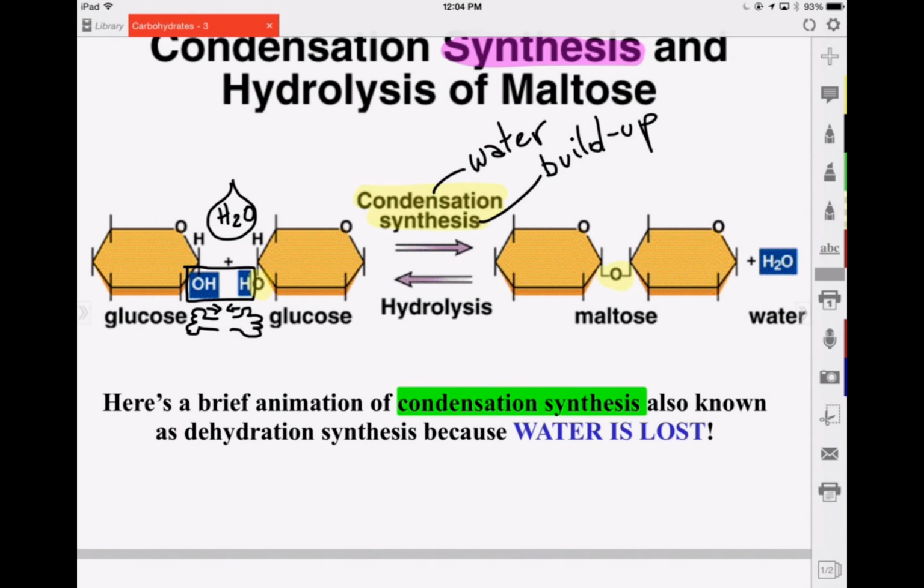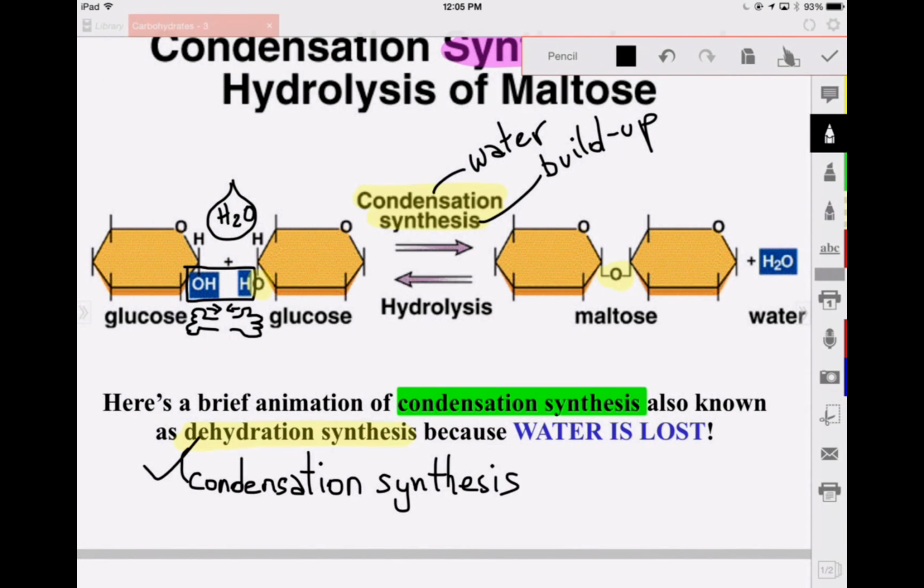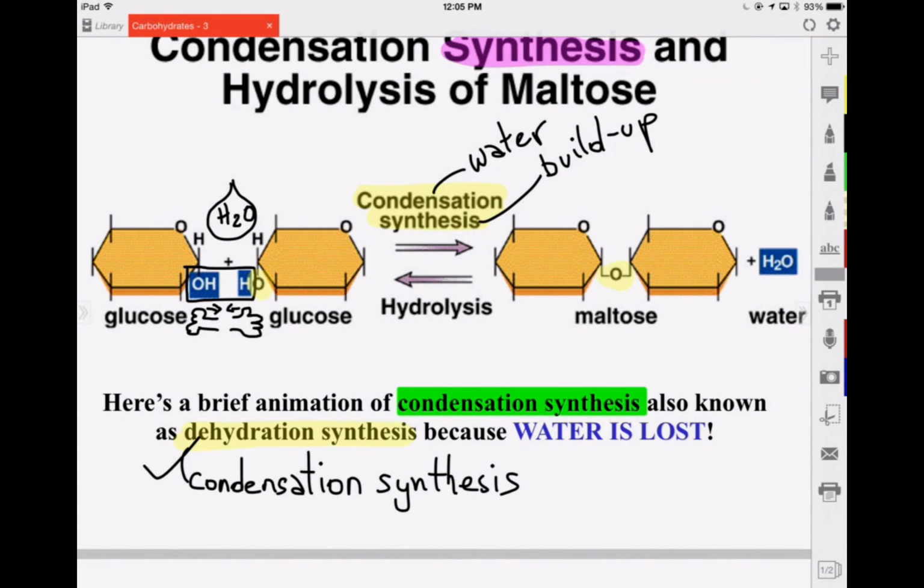Now, you can call this condensation synthesis because water is used to build up the molecule. It can also be thought of as dehydration synthesis. We think of dehydration as the loss of water. So there's another definition for this. What I'm saying is they're synonyms. Dehydration synthesis, condensation, when water is being removed to build things up. Same, okay? So don't get confused by that. I would accept either on an assessment. It's just another way of thinking about it.